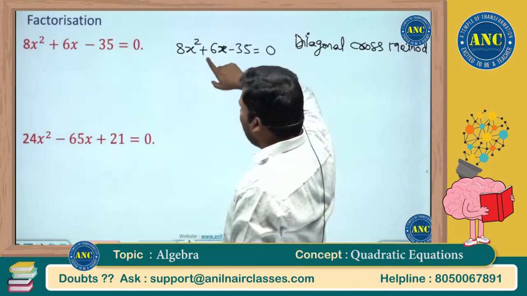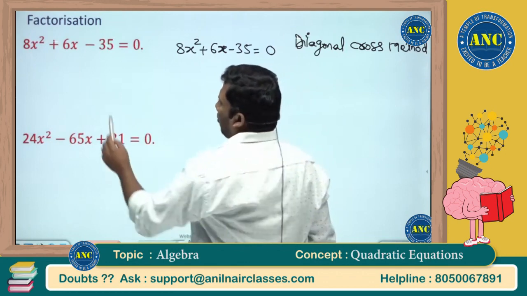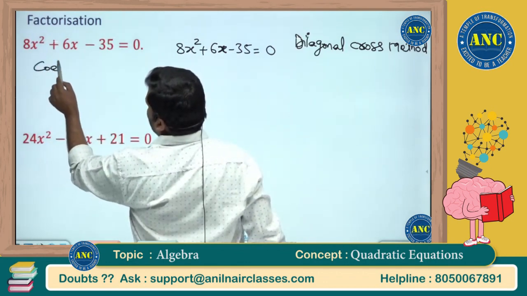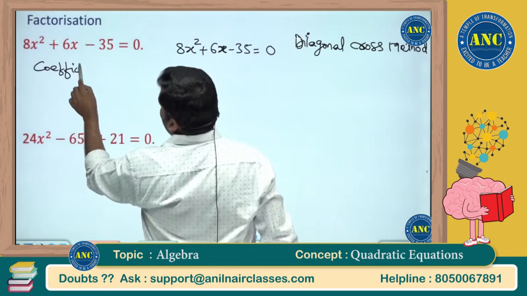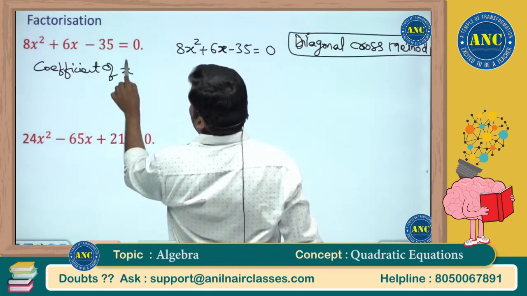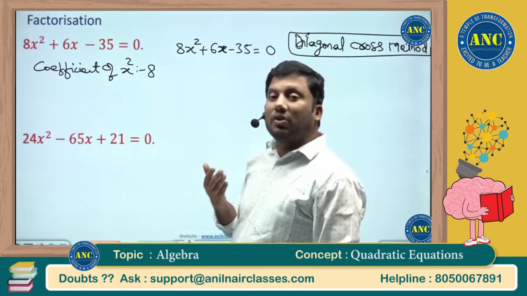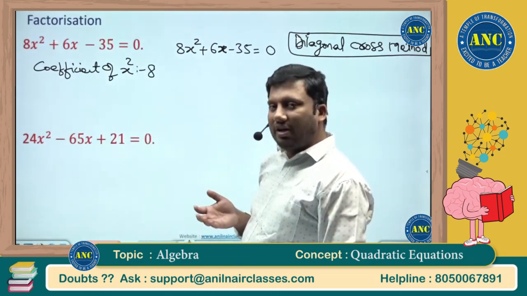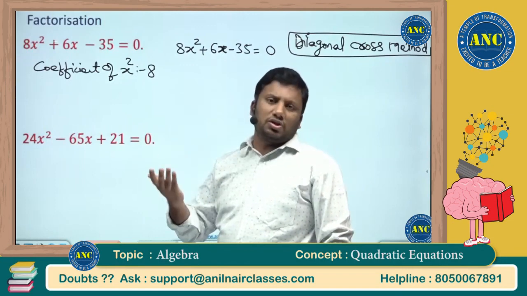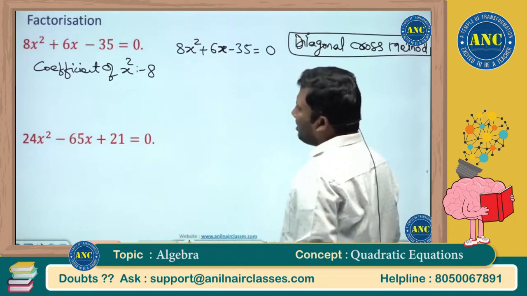The first thing we require is, what is the coefficient of x square? It is 8. Step number 1: the coefficient of x square is 8. In how many ways can you write 8 as a product of integers? 1 into 8, 2 into 4, 4 into 2, 8 into 1. Keep it aside. What is the constant?